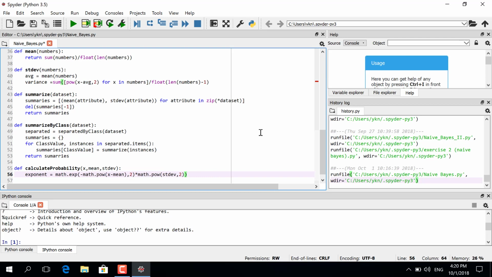And we have to close. Okay, we need to check. All right, now we have calculated the exponent. The exponent actually is nothing but the z-score of normal probability. So the z-score equation is defined as a ratio between x minus mean divided by standard deviation. So the exponent is the square of the z-score.